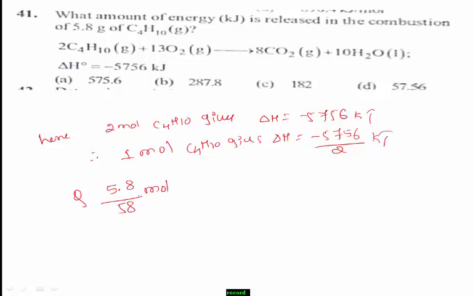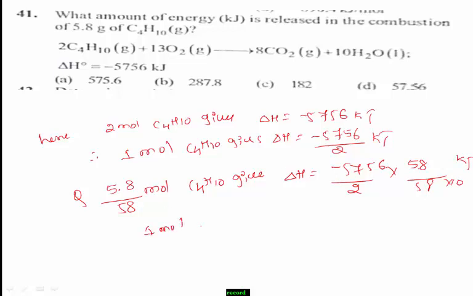Right, 1 mole of C4H10 gives change in enthalpy, that is minus 5756 divided by 2, into 5.8 divided by 58 into 10, in kilojoule. Here 1 mole of C4H10 gives delta H equal to minus 2878 kilojoule.